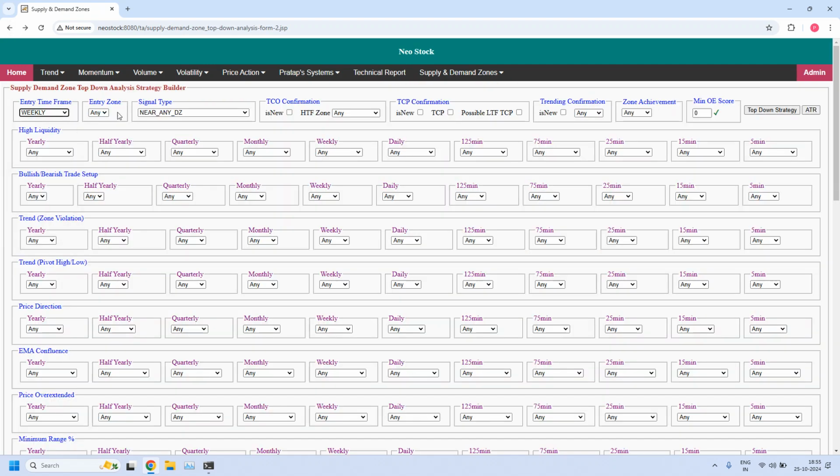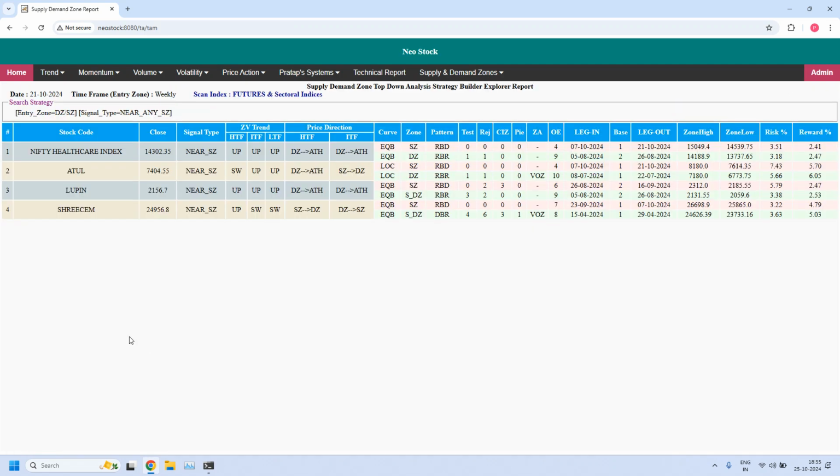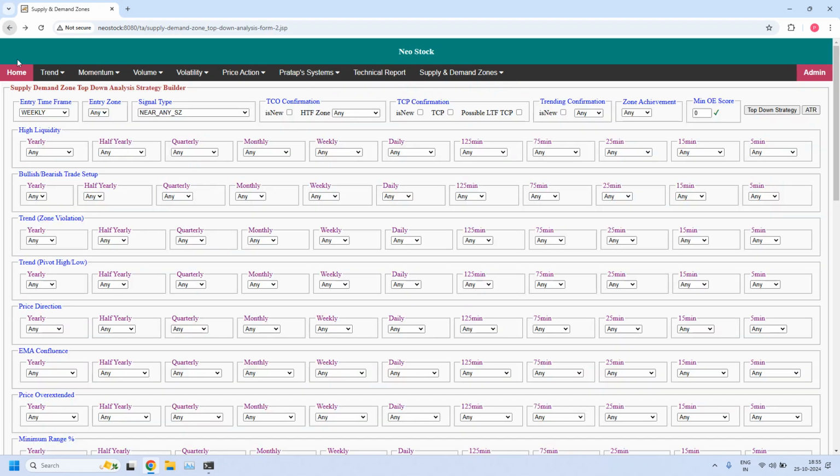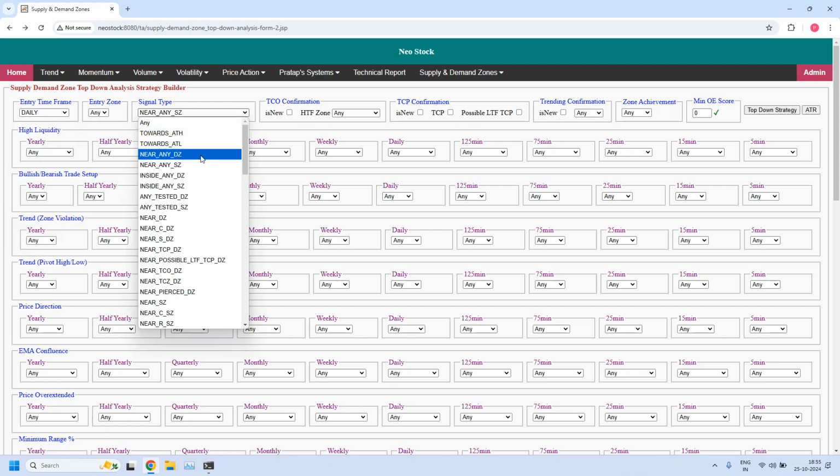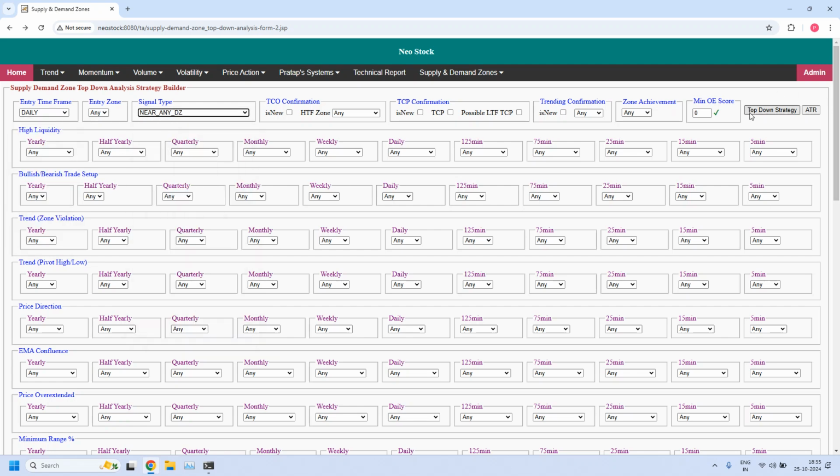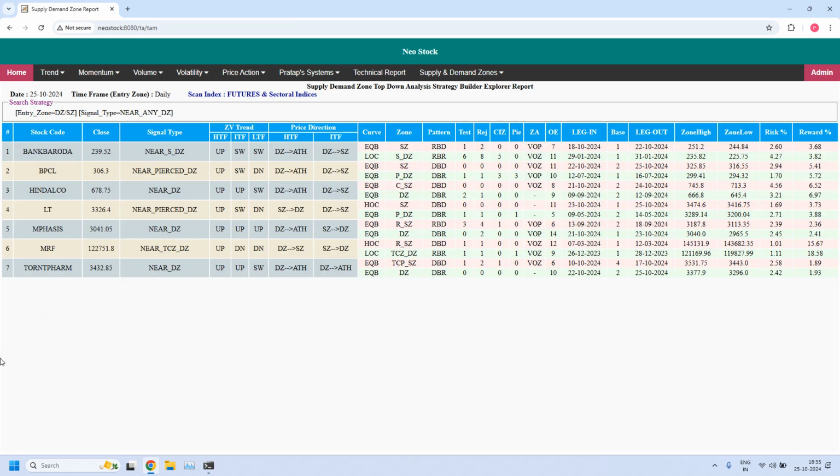Next for weekly time frame, let us find the stocks near weekly supply zone. 4 stocks are filtered near to the weekly supply zone. Next time frame is daily. Entry time frame daily. Let us find the stocks near daily demand zone. 7 stocks are filtered near to the daily demand zone.